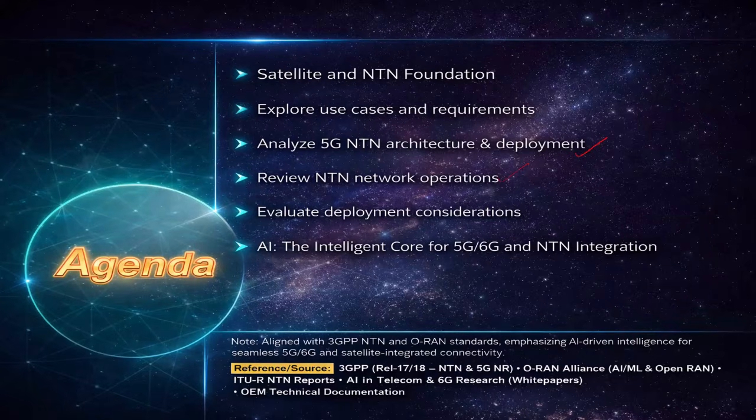We'll also evaluate deployment considerations like spectrum, link budget, propagation delay, mobility, and overall design constraints for NTN networks. Finally, we'll look at AI, the intelligent core for 5G, 6G, and NTN integration. Here we'll see how artificial intelligence enhances NTN-enabled networks. These are the various options: intelligent resource allocation, predictive maintenance, traffic optimization, autonomous network management.